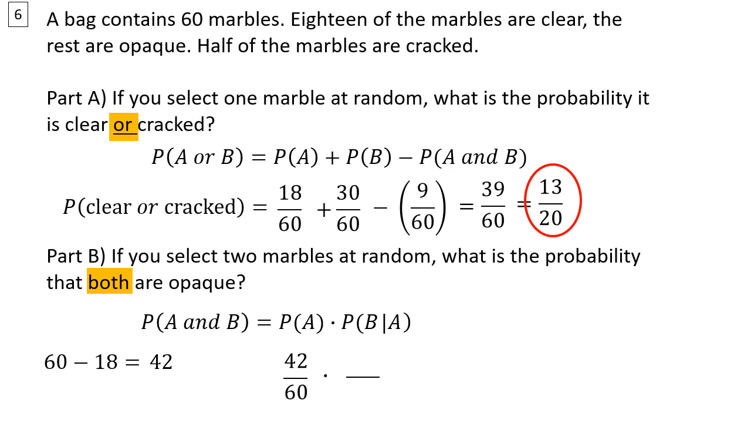So there were 42 opaque marbles. I got one of them. Now there's 41 of those left. There were 60 marbles. I definitely picked a marble already, so now we're down to 59 marbles left. And it's because it was "and," we are multiplying. We multiply these. We get 287 over 590.